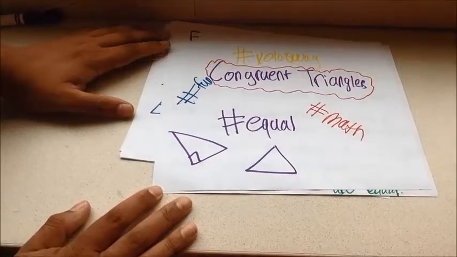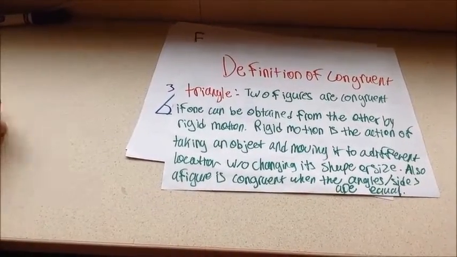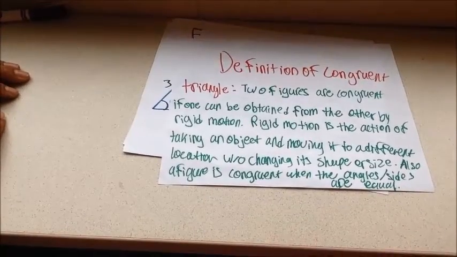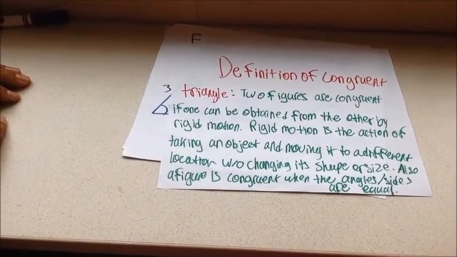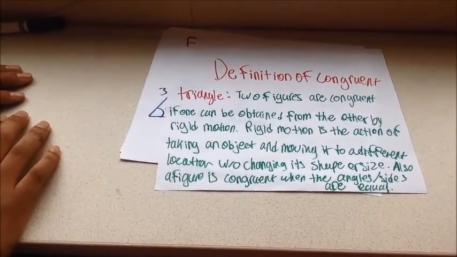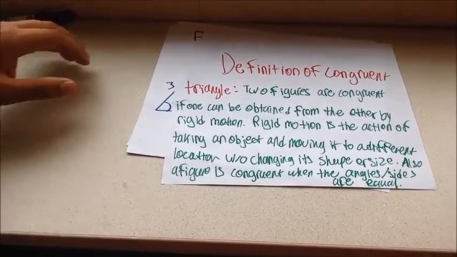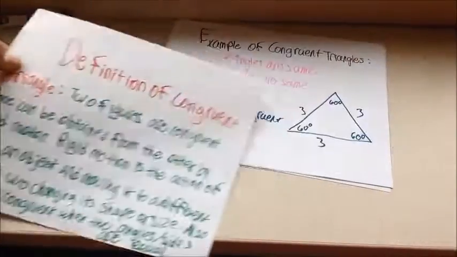Now congruent triangles. Definition of a congruent triangle. Two figures are congruent if one can be obtained from the other by rigid motion. Rigid motion is the action of taking an object and moving it to a different location without changing its shape or size. Also, a figure is congruent when the angle sides are equal.